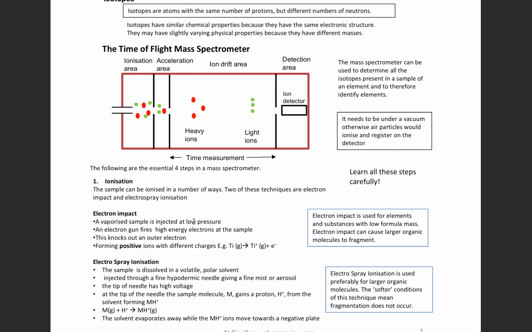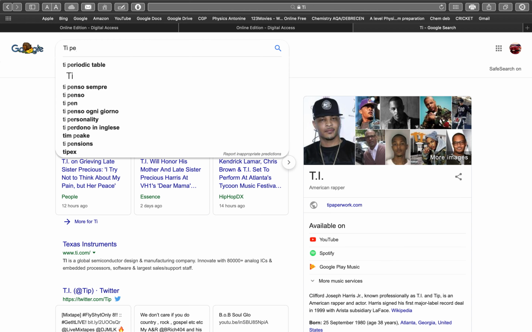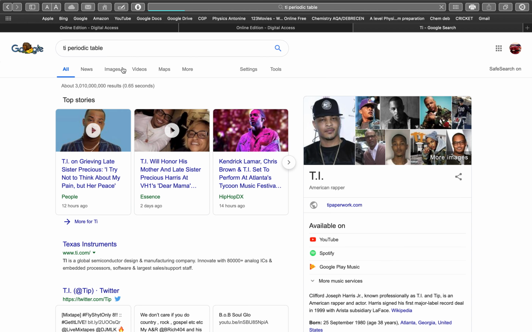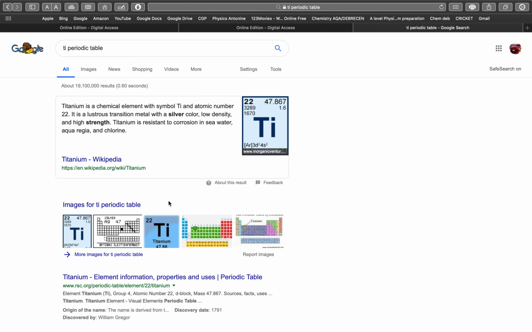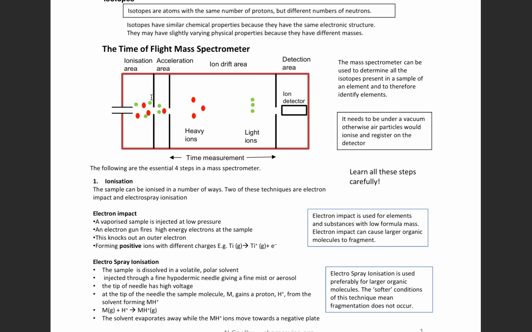So I think that's titanium. Do correct me if I'm wrong. No, that's not titanium because it's a gas. What is Ti? I should have a periodic table, to be honest. Titanium. Oh, I was correct.